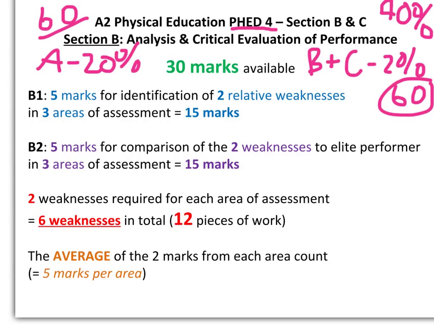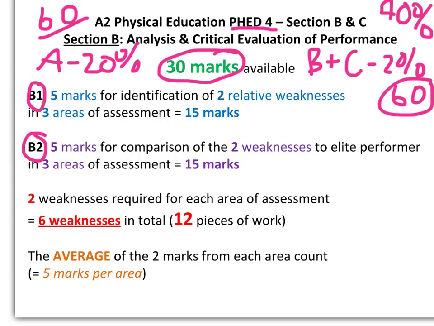So section B, which we're going to start with, is worth, as you can see here, obviously half of that, 30 marks. So section B and section C are weighted equally, and they have the same amount of work, basically 12 pieces of work each. So we'll start with section B, and section B, like section C, is split into two parts. So it's B1 and B2.